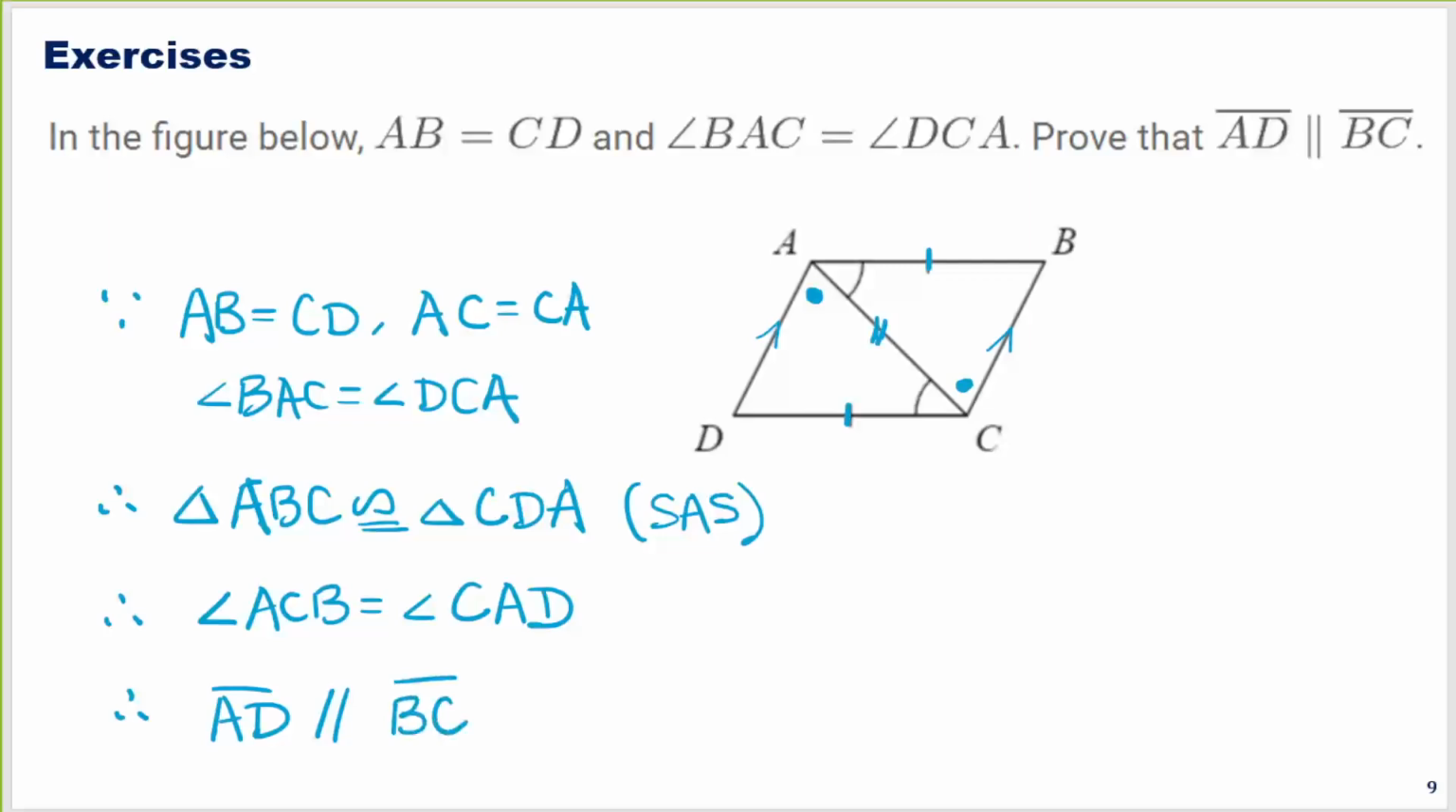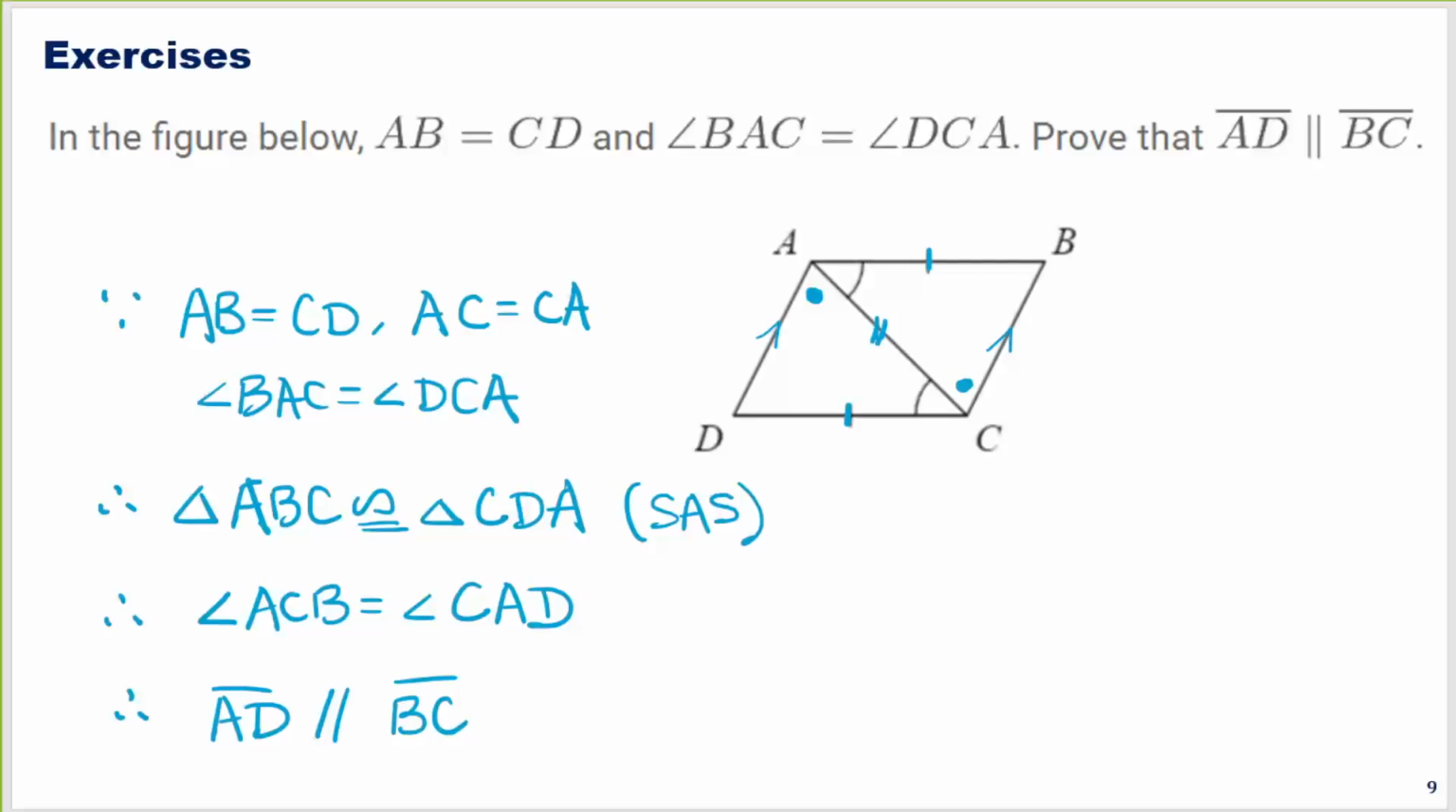Yes? We know that triangle ABC is congruent to triangle CDA, so it means that they are completely the same. Can't we just say that AD is parallel to BC because we know that they're completely the same? Completely the same does not indicate these two lines are parallel, right?